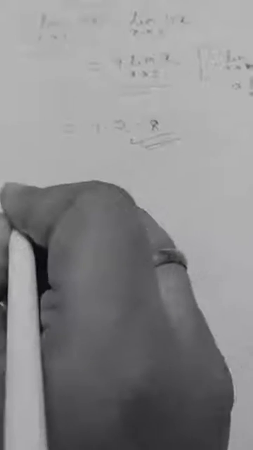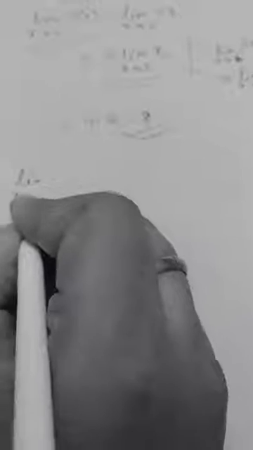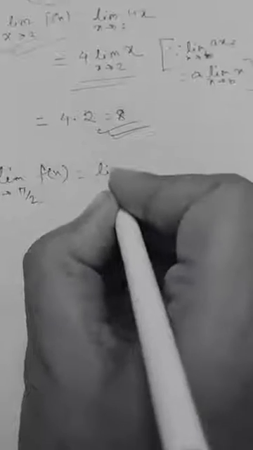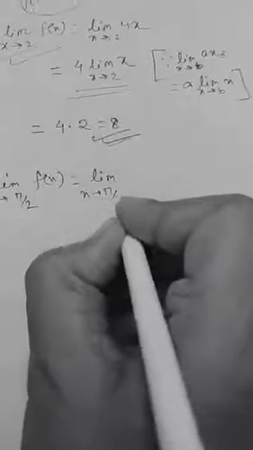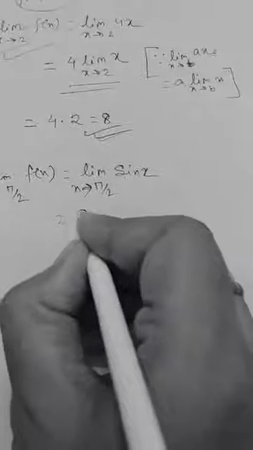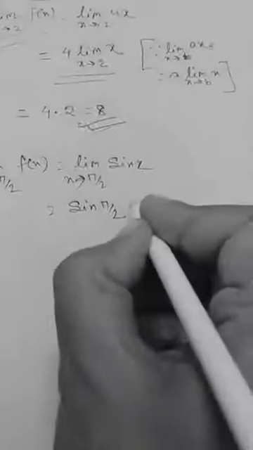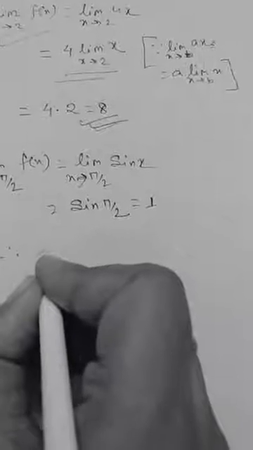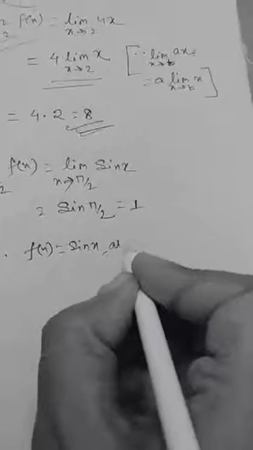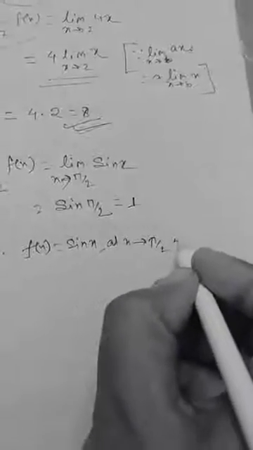Suppose we take another example, limit x tends to pi by 2 of f(x) equal to sin x. Simply we put the value of x, that means pi by 2, so this is equal to sin pi by 2, and we know that sin pi by 2 is equal to 1. Therefore the limiting value of f(x) = sin x at x tends to pi by 2 is 1.